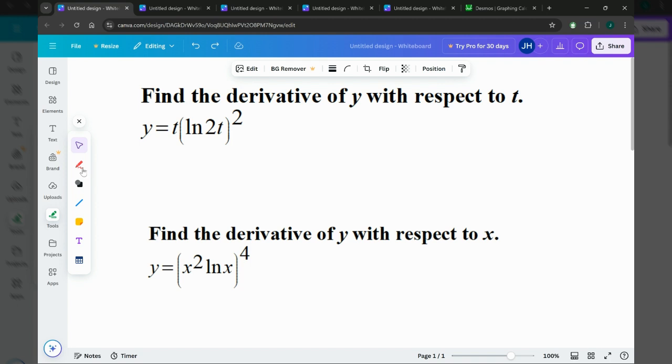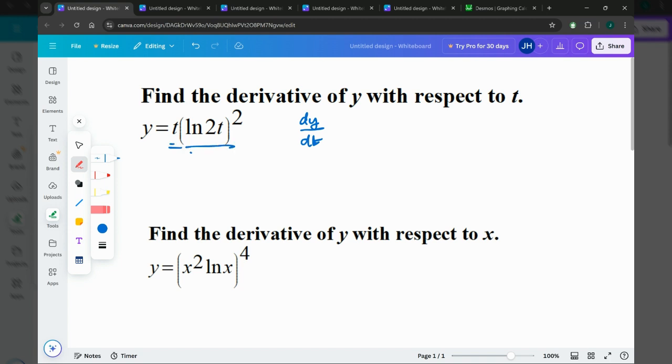Here, we need to find the derivative of y with respect to t. Well, how would I do that? Well, this involves two functions that are multiplied together, so I'm at least going to have to do a product rule. The derivative of the first part, the derivative of t, would be 1 times the natural log of 2t squared, plus the first function, which is t, and we're going to multiply that by the derivative of the second function, which involves a power rule and a chain rule.